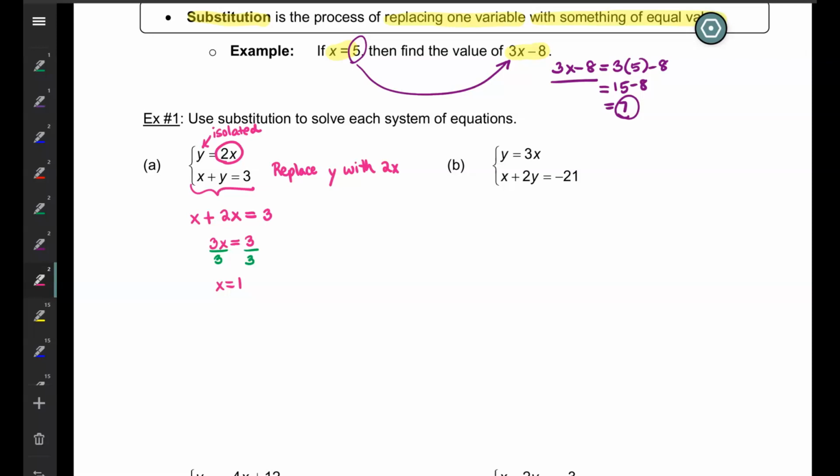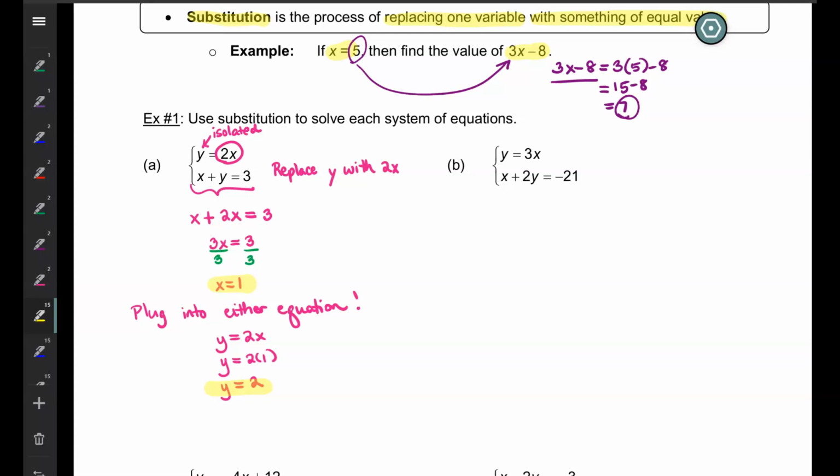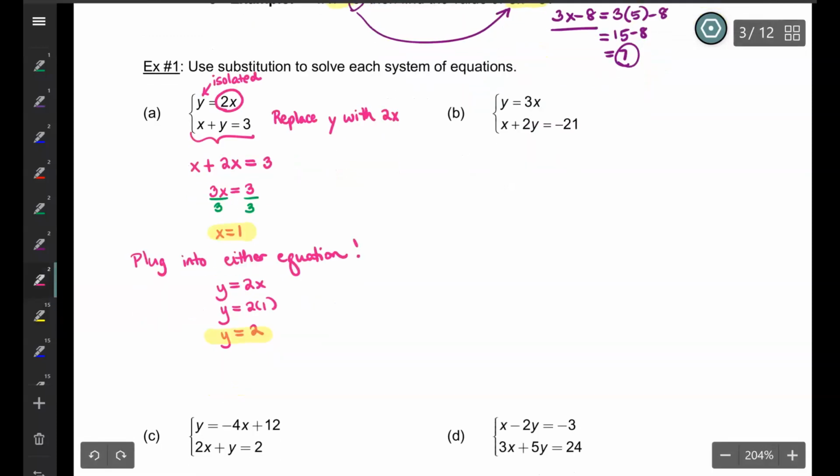Now, you can plug into either equation. I'm going to use the y equals 2x. I think that one's easier because it's already solved for y. And I'm going to plug in x equals 1. So I get y equals 2 times 1. So y equals 2. That means my solution is the ordered pair (1, 2). We put the x first and then the y.